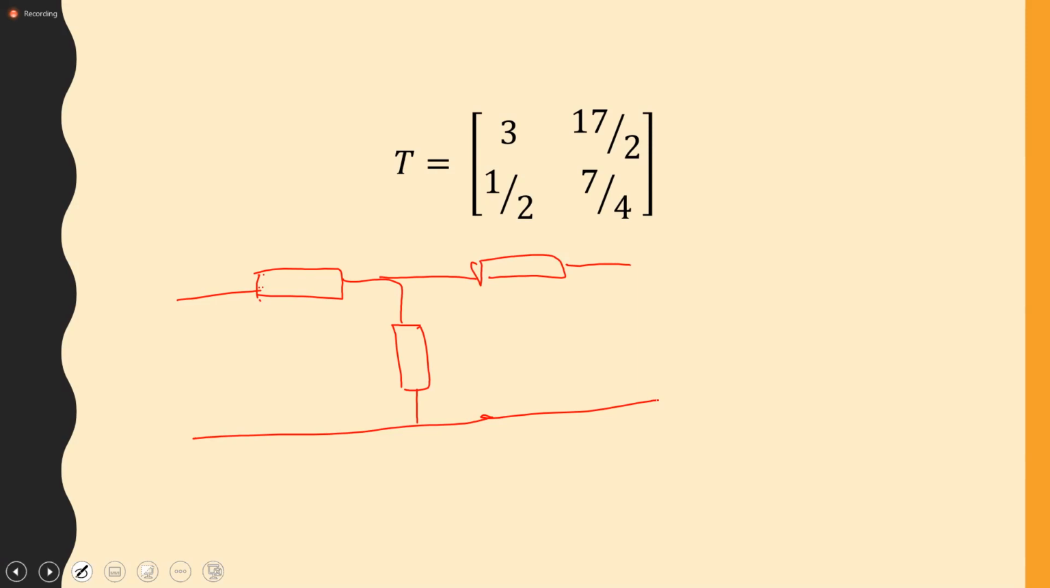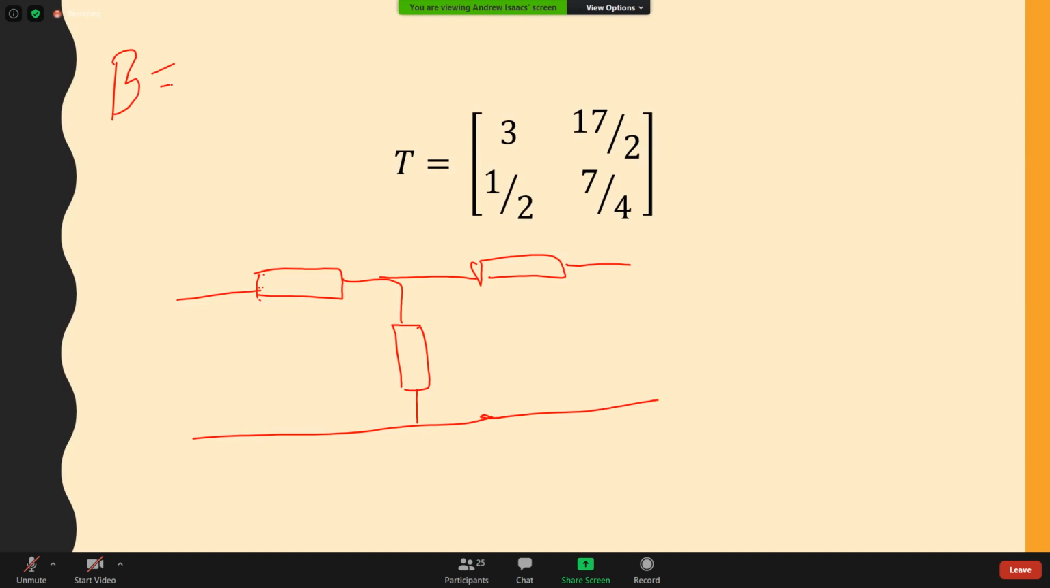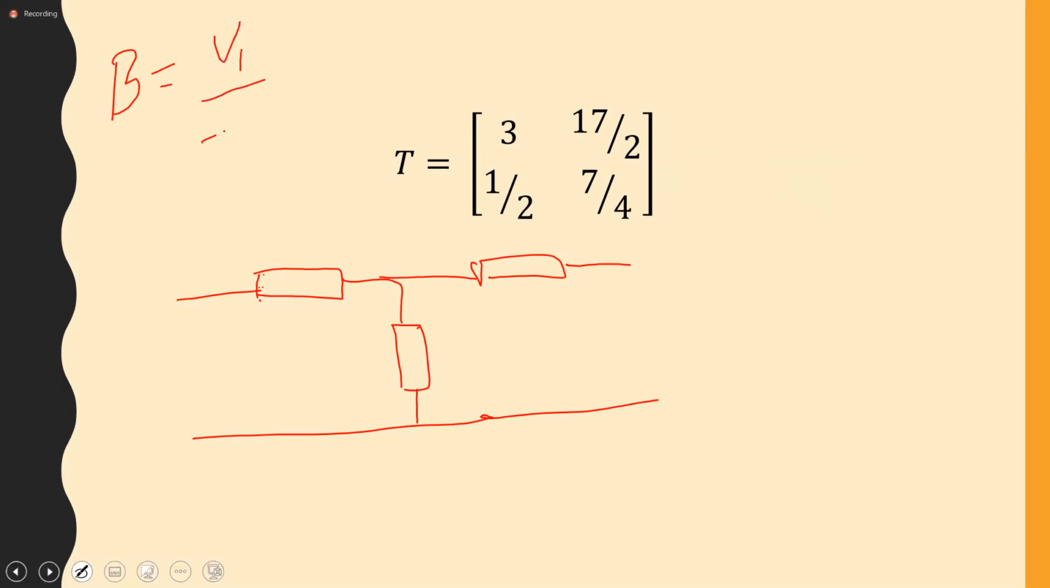All right. Give me the definition for B. V1 over minus I2, sir, when the output is short circuited. No, that's not what we said. When V2 equals 0. Yes, sir.